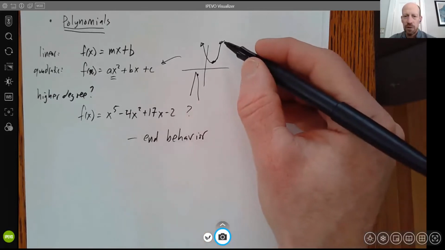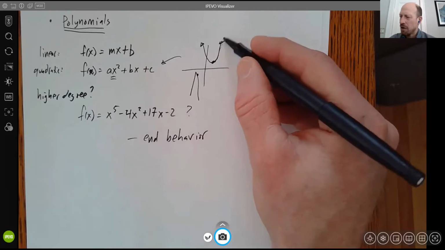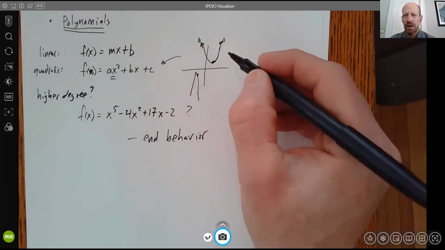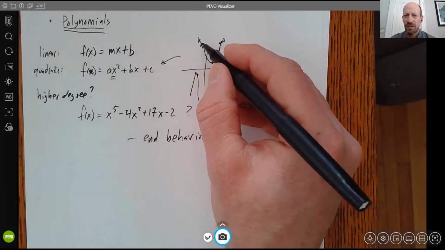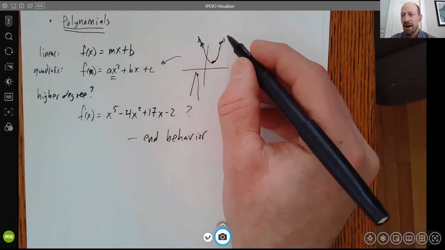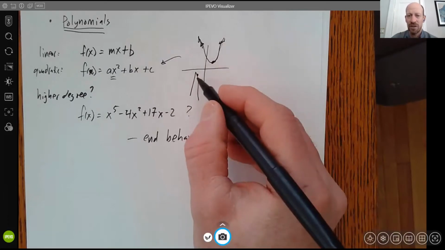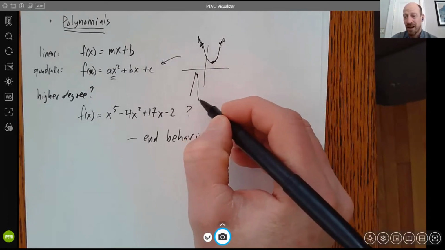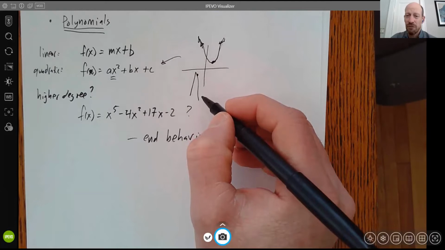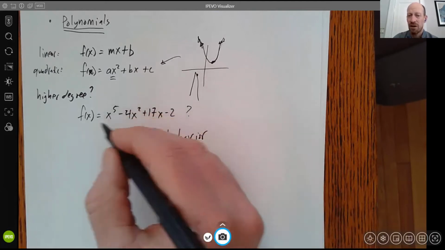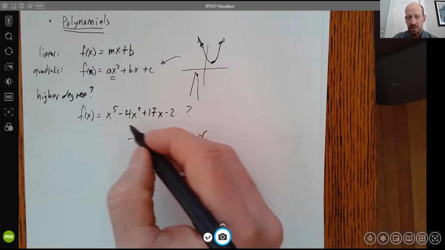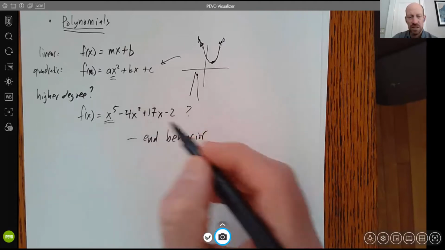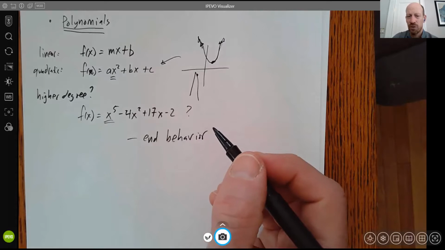So like with this quadratic, the end behavior is what's happening as the x's get really large and really small. In this case, both the ends are going up, to positive infinity, whereas in this little graph, both the ends are going down. So the question is, can we figure out what's happening here on the ends? And it turns out you can. It turns out that just this leading term is the only thing that determines what your end behavior is.